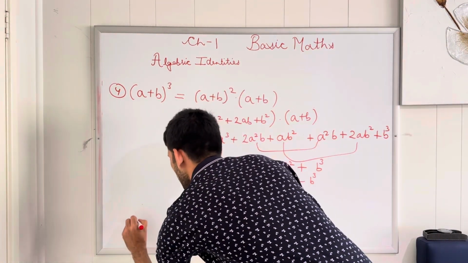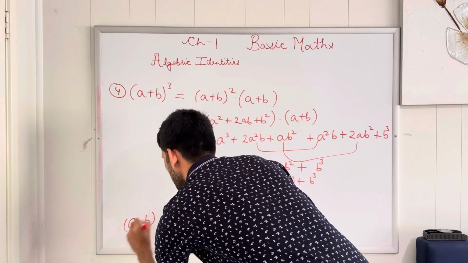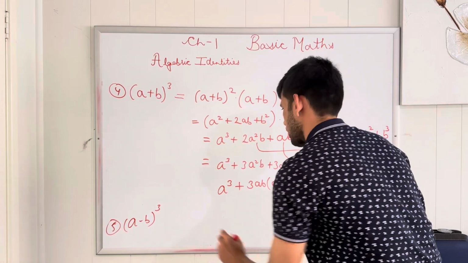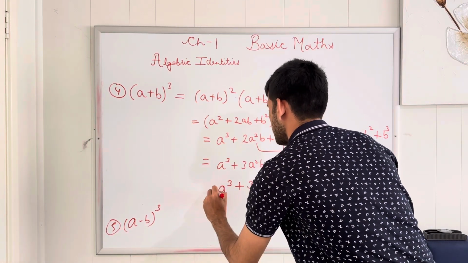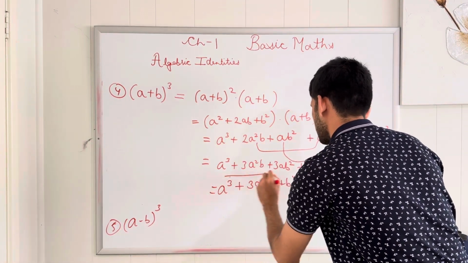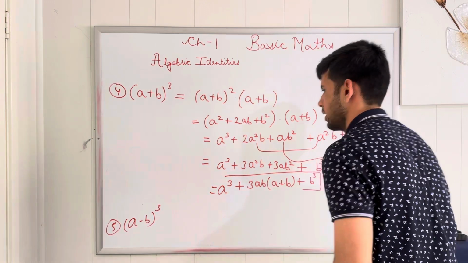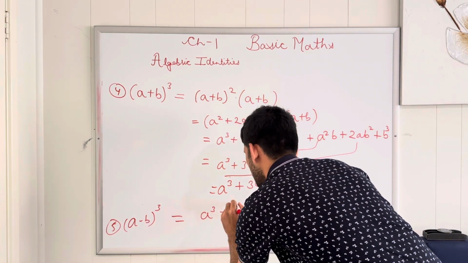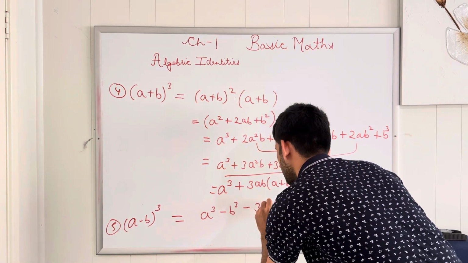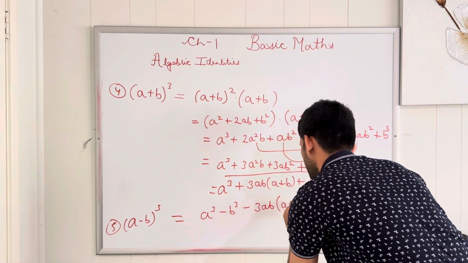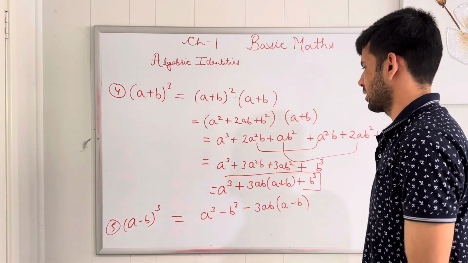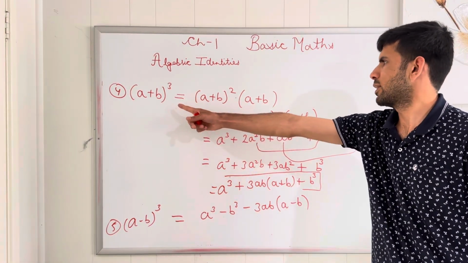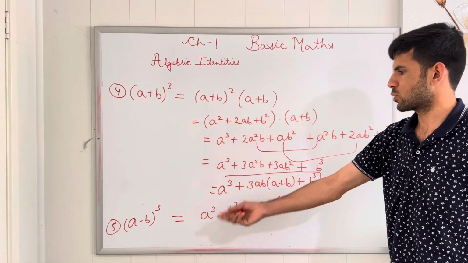And similarly, for (a minus b) whole cube, the identity will be this, so you can just note it down, right? This is a cube minus b cube minus 3ab (a minus b), right? This is simply this identity only, same like this. We just solve this one.